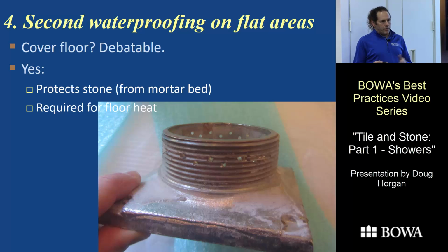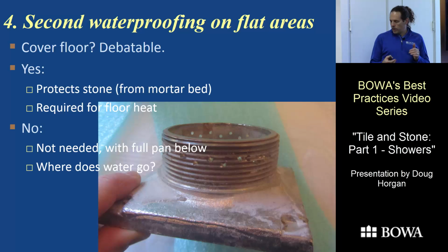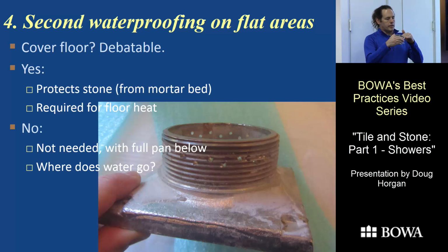Floor heat requires a membrane separating it from the water, so you need it for that. But I don't think it's really needed. We have a full waterproofing membrane under that we think is going to be wet under some circumstances, so it should be fine. And then where does the water go? If you're putting it on top of the mud bed, it's coming in about here, right below the top of the grate. That's nowhere near the weep holes way down here. So how do you handle, where does that water go?